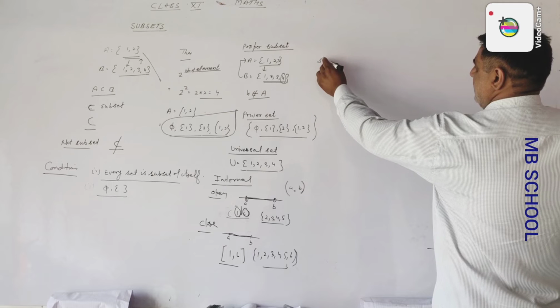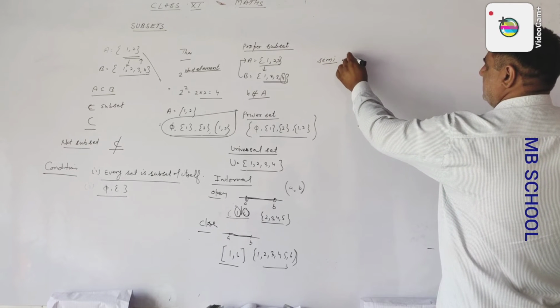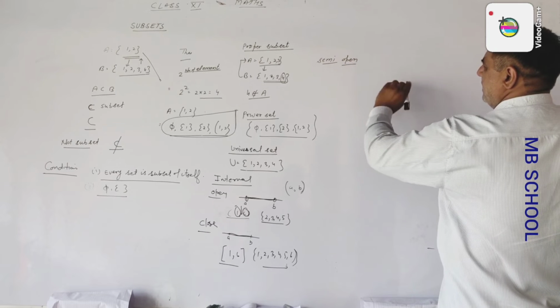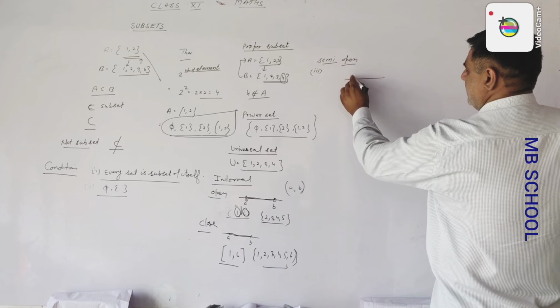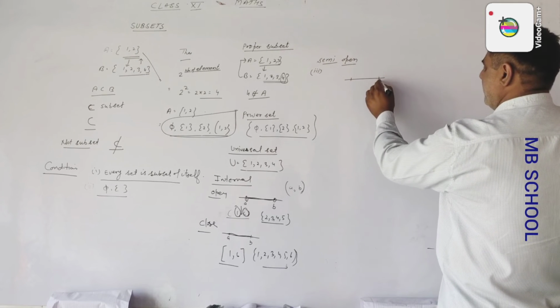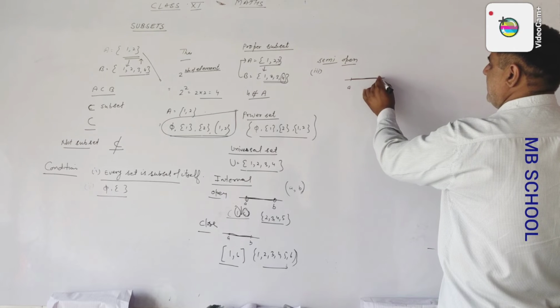Next topic is semi-open interval. Third type of interval, semi, half open. This says that in a semi-open interval, A is not included, B is included.